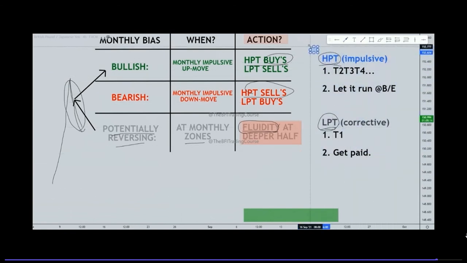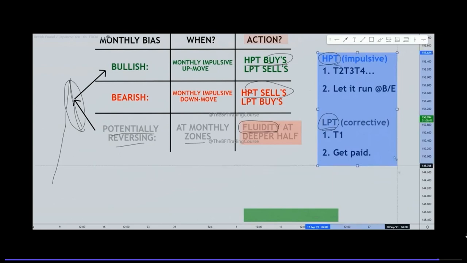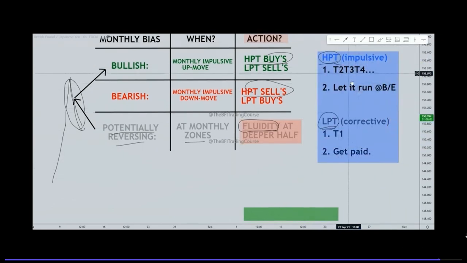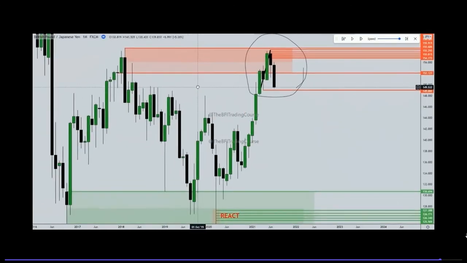HPT, maximize your profit potential of your edge. We're here to squeeze the probabilities. That's why this is blue. To squeeze the probabilities and take advantage of what usually happens. Okay? We'll talk about 4-hour zones, weekly zones, but for now, this is about getting on the monthly bias.